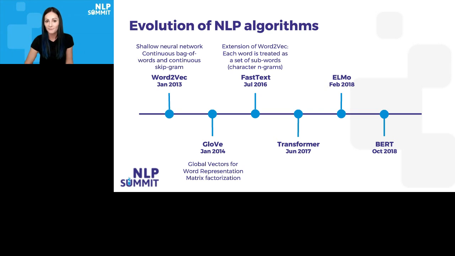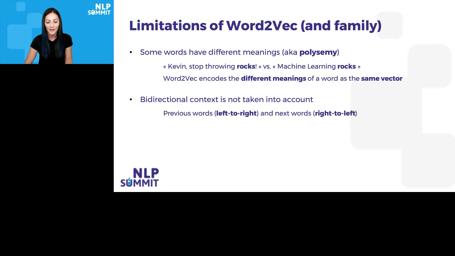But Word2Vec and the family of those models have some limitations. For example, some words have different meanings, right? I could say, Kevin, stop throwing rocks, and also, machine learning rocks. And as a human, you spot right away that rocks has a totally different meaning in those two sentences. But Word2Vec would encode the word into the same vector, so it's not really good at capturing those different meanings. This is partly also due to the bidirectional context that is missing. Those algorithms don't really take the whole context, left to right and right to left, into consideration at the same time.